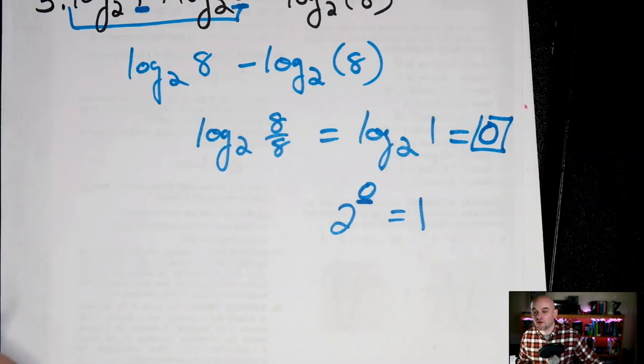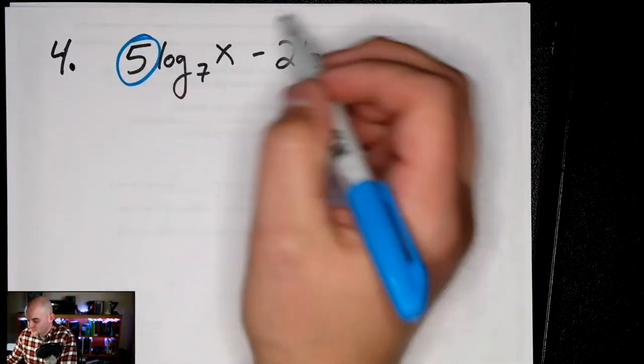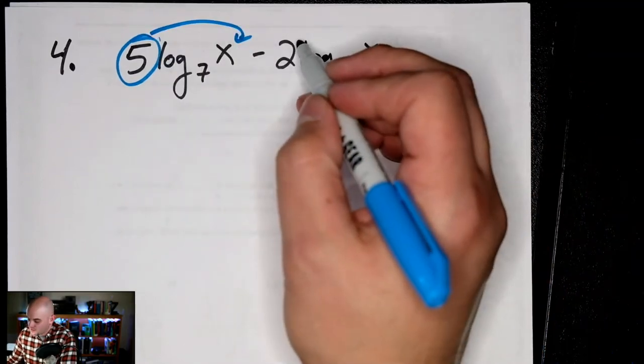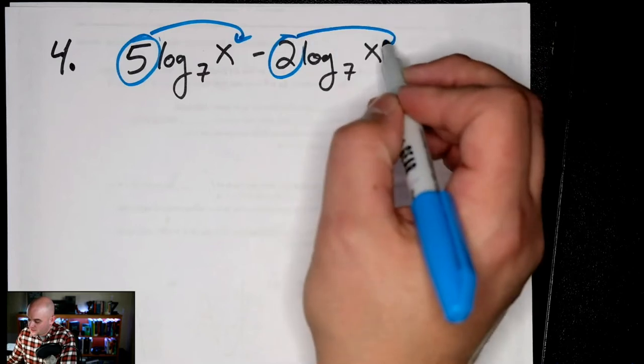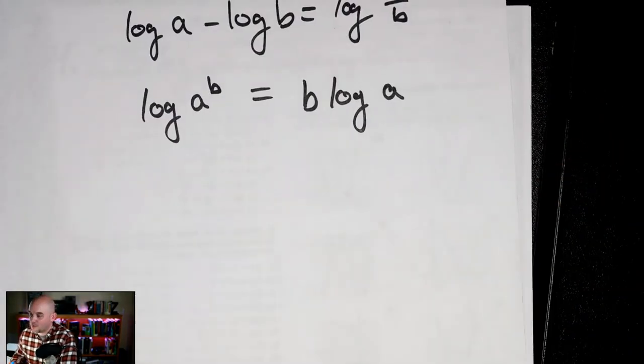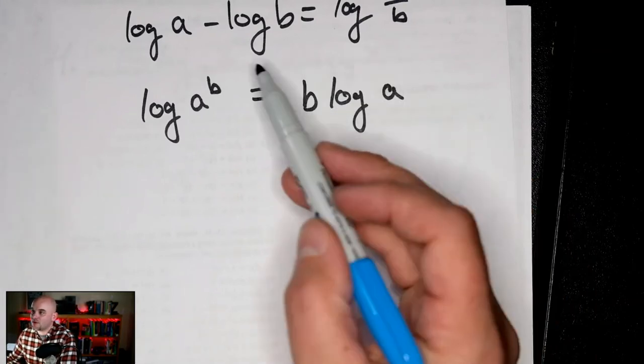Let's look at number 4. There's number 4, and we once again condense this to a single logarithm if we can. I'm going to take this 5, and I'm going to move it as my exponent right there. And I'm going to take this 2 right here and move it as my exponent to that x right there. That is taking this third property we wrote down into account. We can say move that b up here to the power spot.